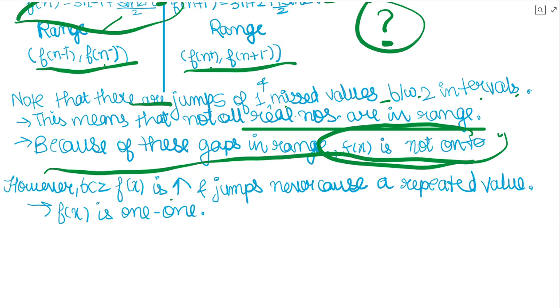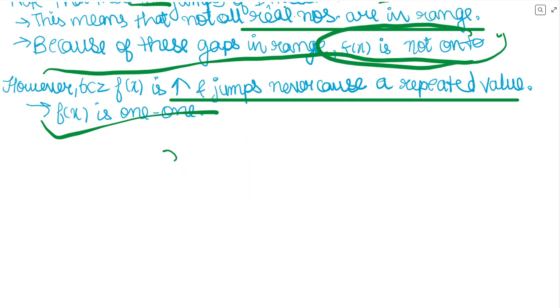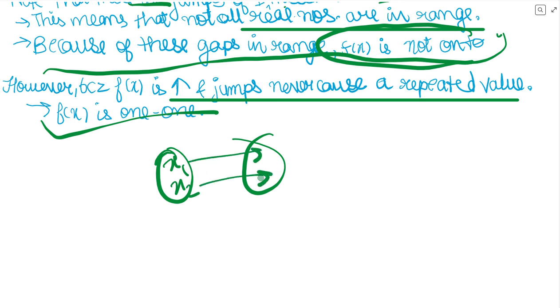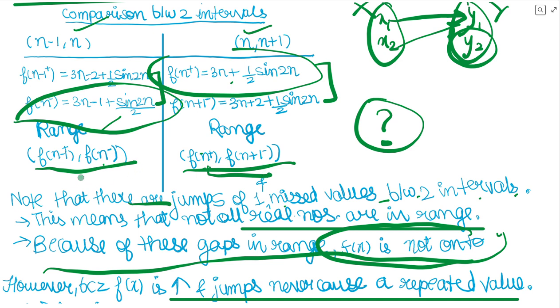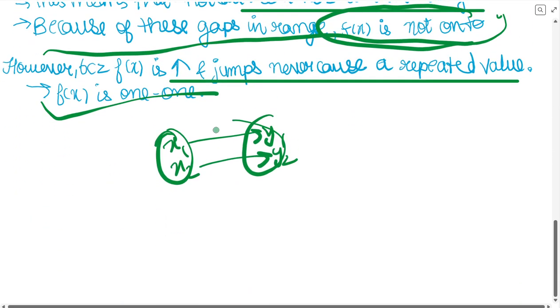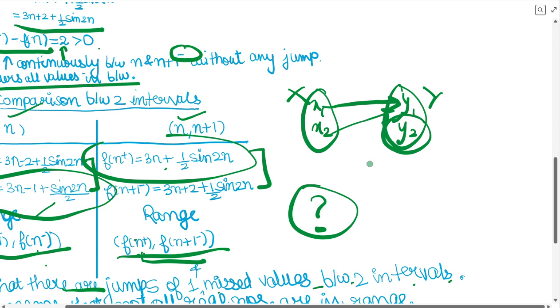However, because f(x) is increasing and jumps never cause a repeated value, f(x) is one-one. So what does one-one say? One-one says that all the values in the domain must be mapped to a unique value, right? And we are getting a unique value. Every time we put in some value, somewhere between n and n plus 1 or n minus 1 to n, we get some unique range value. That means we can say that it is one-one, but we cannot ensure that all values in our range are mapped. That is why it is not onto.